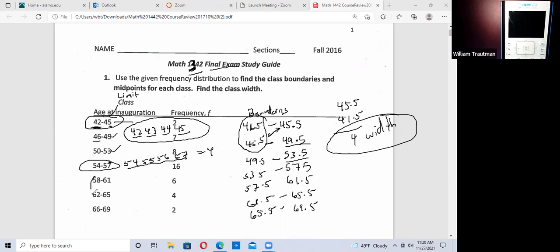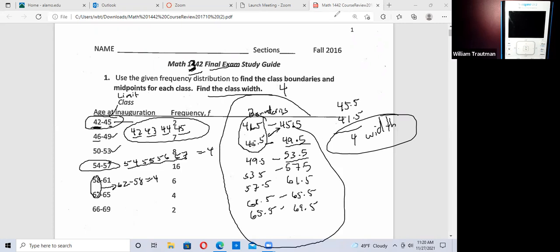or you can subtract successive class limits. 62 minus 58 equals 4, and that's our class width. So the class width for this is 4. Our class boundaries are these right here. All right, let's move on to question 2.